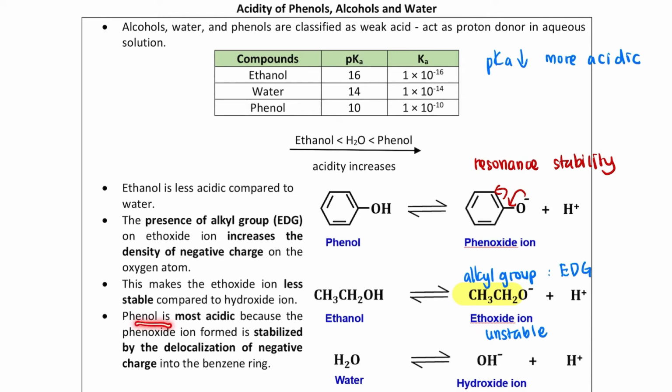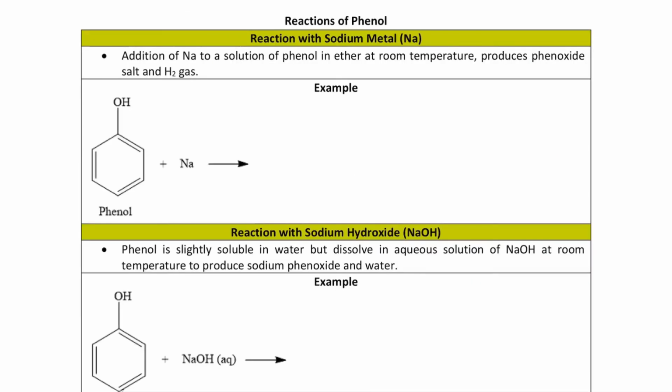Okay, and then phenol is most acidic dekat sini because okay, so phenoxide ion form is stabilized by the delocalization of negative charge into the benzene ring. Okay, so kalau kamu jawab exam, make sure ada keyword dia tu. Okay, right. So, itu sahaja untuk acidity of phenol, alcohol and water. Okay, so next kita nak belajar reaction of phenol. Okay, so saya combine sekali lah dalam video ni sebab tak panjang pun reaction of phenol ni, sikit je.